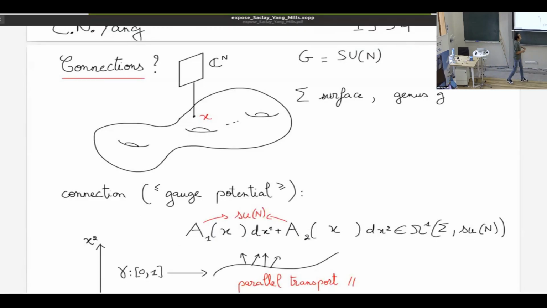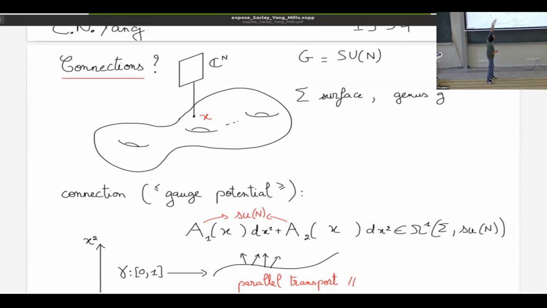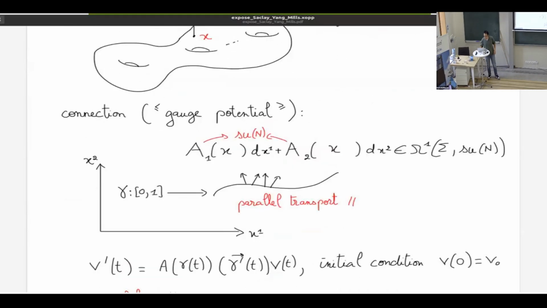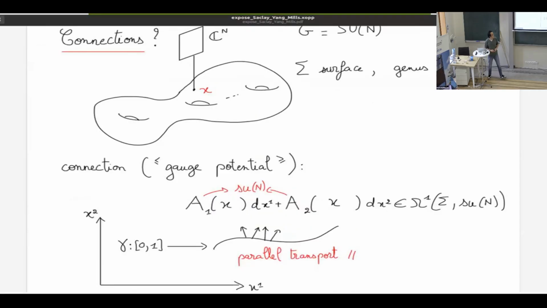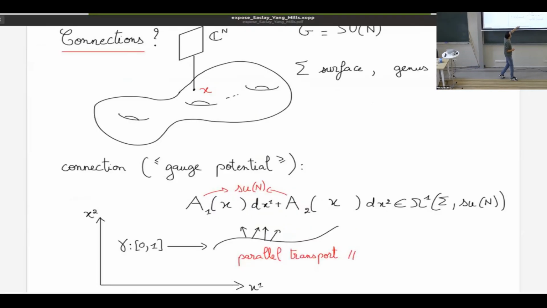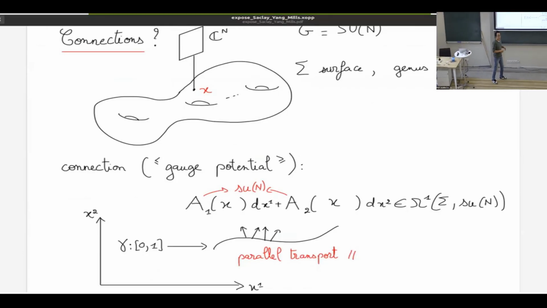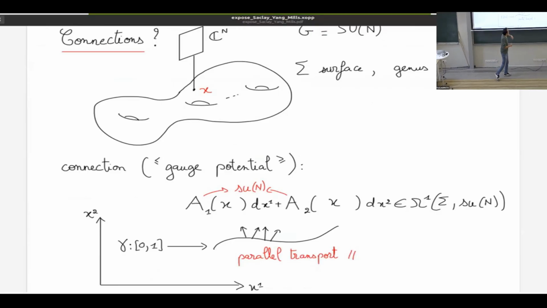You start from a vector bundle over a surface. I give you a surface. The vector space is C^n. In my talk, we consider trivial vector bundles, so surface times C^n. The object that lives on the vector bundle is called the connection, or sometimes in the physics literature, the gauge potential. It's a Lie algebra valued one-form that lives on your surface. A connection is a way to prescribe a parallel transport.